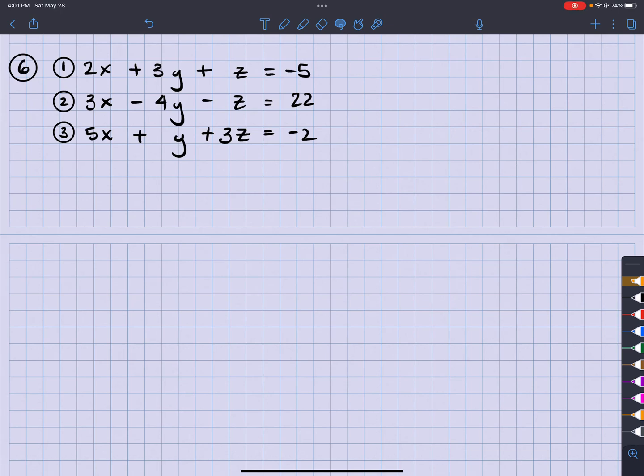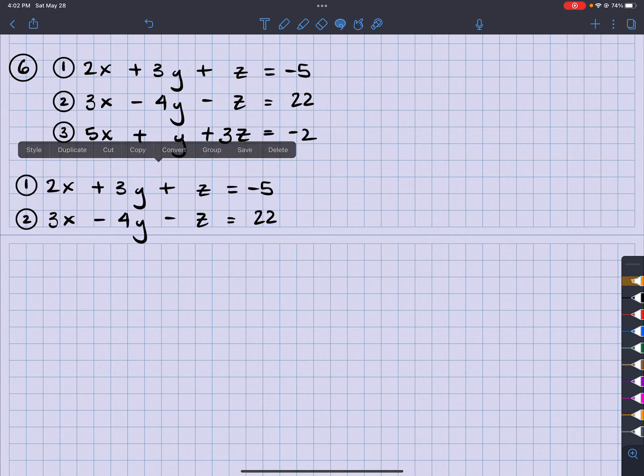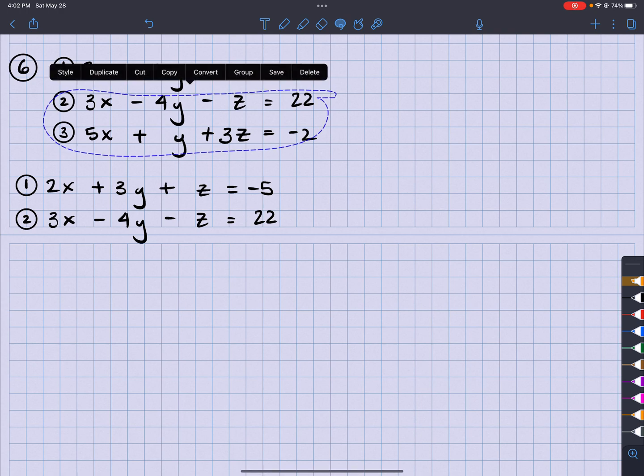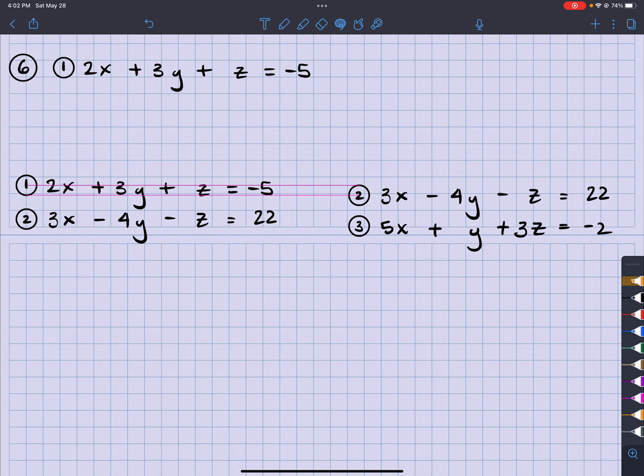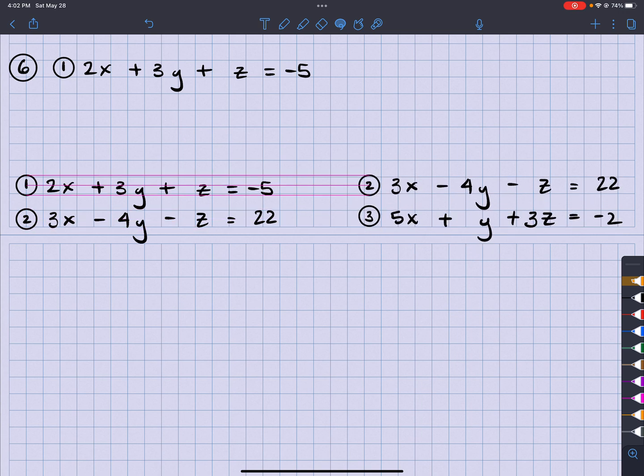All right, so we have 3 equations, 3 unknowns. The first thing we need to do is pick 2 pairs of these equations. I want to pick the first and second, and I'm going to pick the second and third. It doesn't matter which ones you pick. I just happen to pick these two pairs.